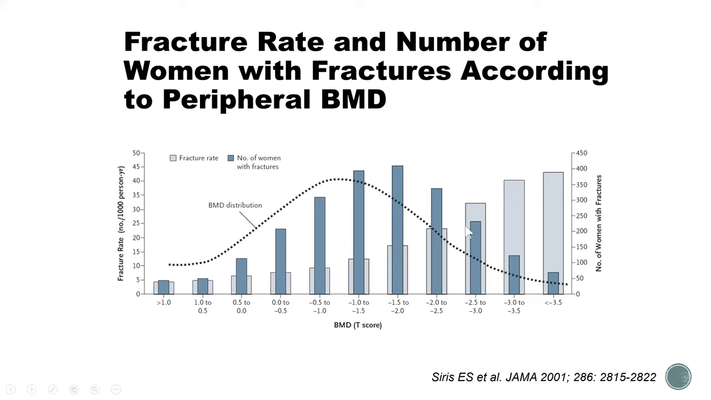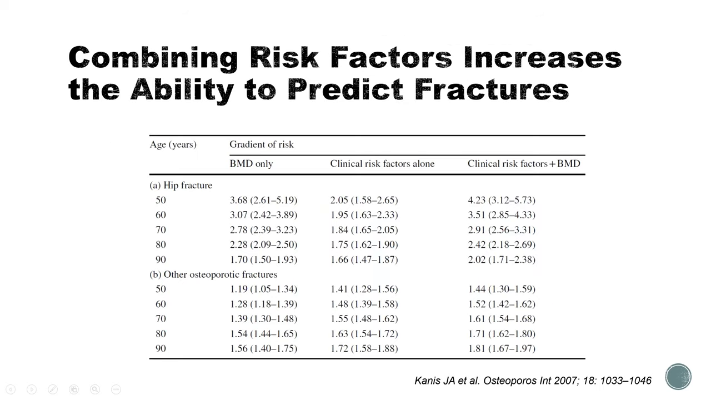Obviously, if you're osteoporotic, your fracture rate is higher, but even when you're within the osteopenic range, you do have a significant number of people who do fracture. So how do we get around this?